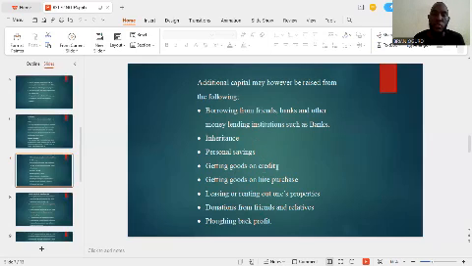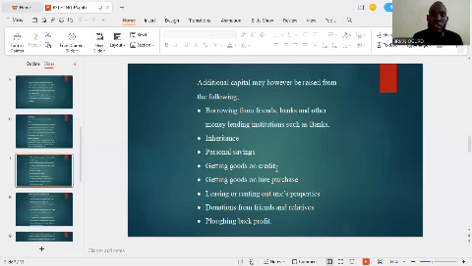We have getting goods on credit. You could buy goods on credit from suppliers, then you sell them. So after you've sold the goods is when you can make payment to the suppliers. So that one could also be a source of capital to the business.